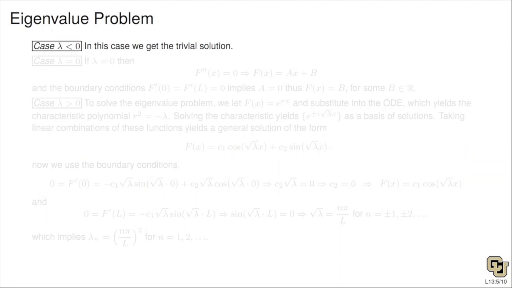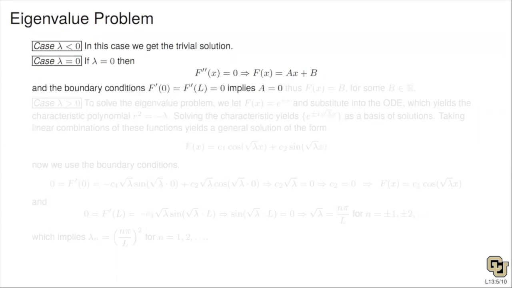On the slides that I put out for Wednesday, I work out the case lambda less than 0. If lambda is equal to 0, you should just go back to the original ODE. Then f double prime equal to lambda f of x just becomes f double prime equal to 0. And then you integrate that twice and you get f of x equals ax plus b. The first integration gives you a constant. The second integration, you get a constant times a variable plus another constant.